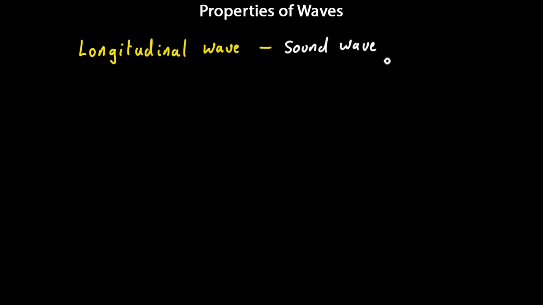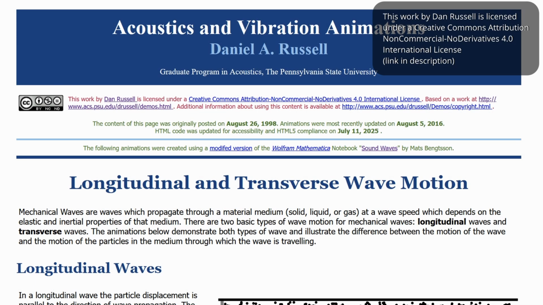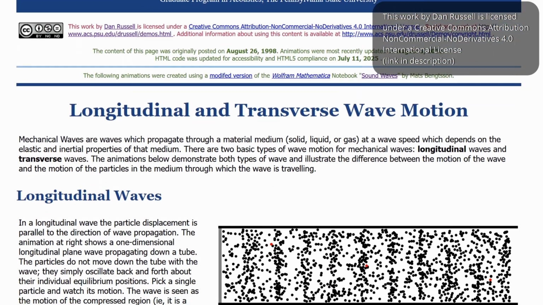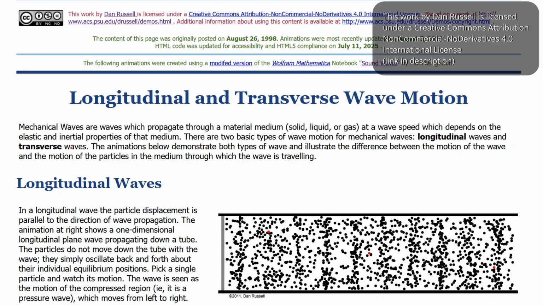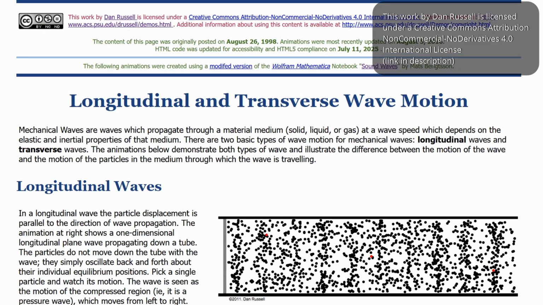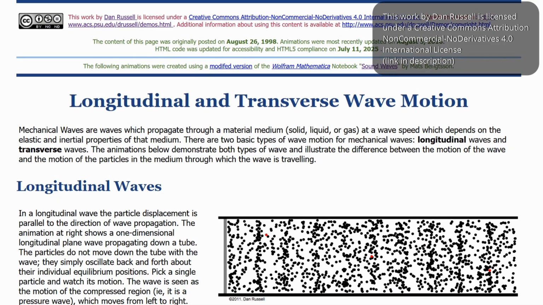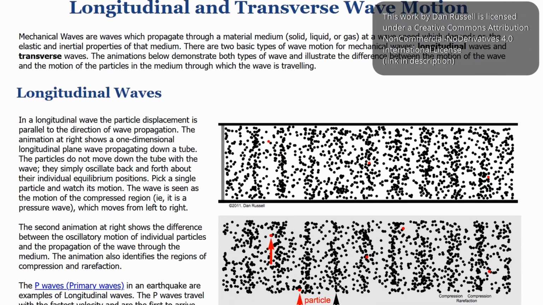A longitudinal wave is a wave whose particles vibrate in the same direction as the motion of the wave. So they vibrate parallel to the wave motion. And we can see this with another website we have here. I've put a link in the description so you can read up more about this.